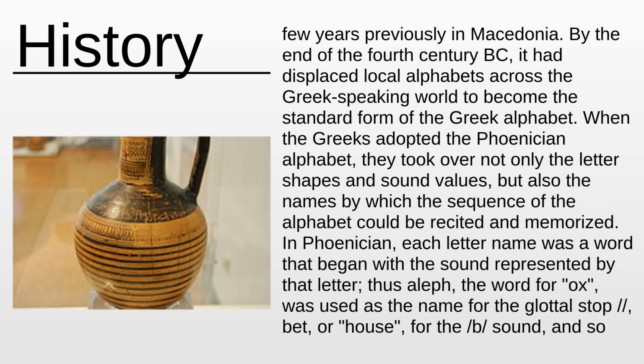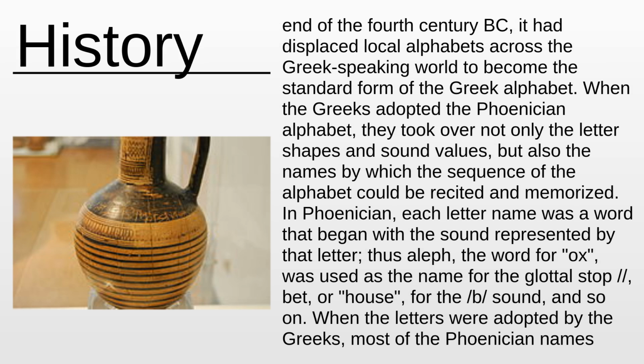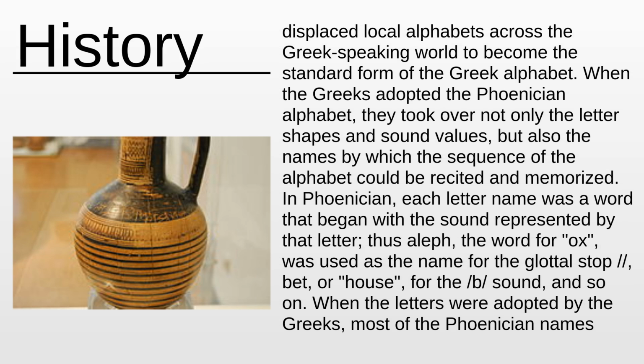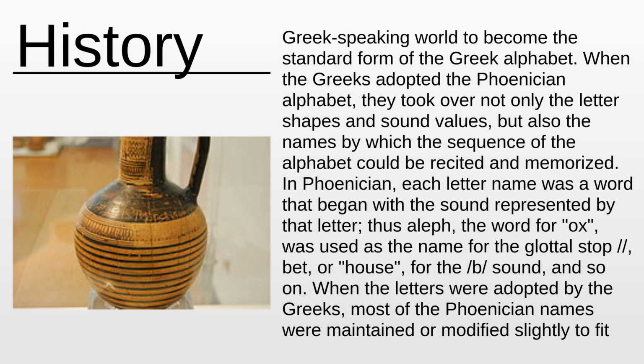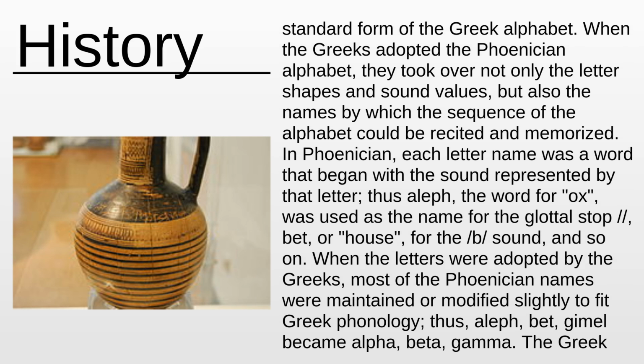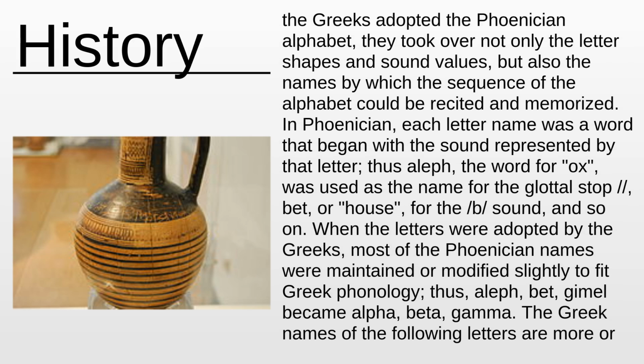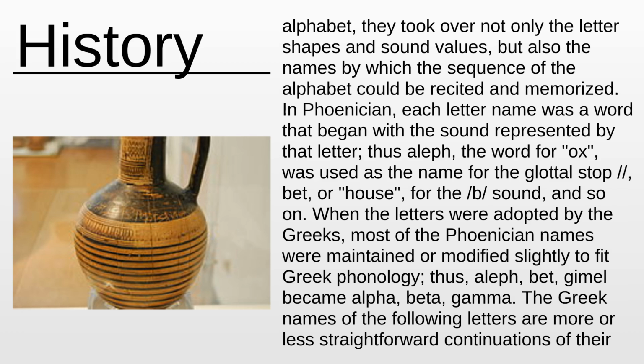Roughly 30 years later, the Euclidean alphabet was adopted in Boeotia, and it may have been adopted a few years previously in Macedonia. By the end of the 4th century BC, it had displaced local alphabets across the Greek-speaking world to become the standard form of the Greek alphabet.